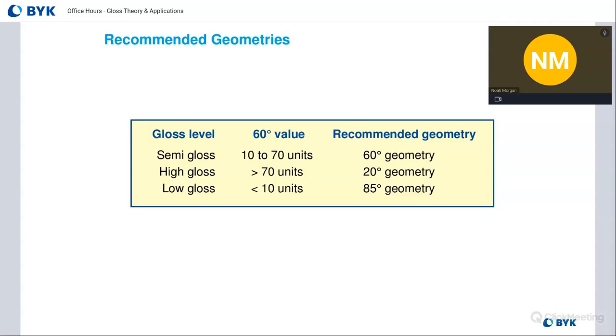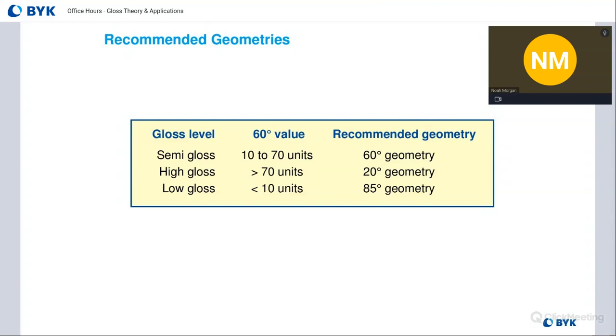So here we have recommended geometry. When we look at semi-gloss, it's usually between 10 to 70 units. That's our range for a semi-gloss. And in that range, we'd like to use a 60-degree gloss meter to get the most accurate results when measuring gloss. As for high gloss, it's usually greater than 70 units. And for that, we're going to use a 20-degree geometry. That'll give us our most accurate measurements for those high gloss surfaces.